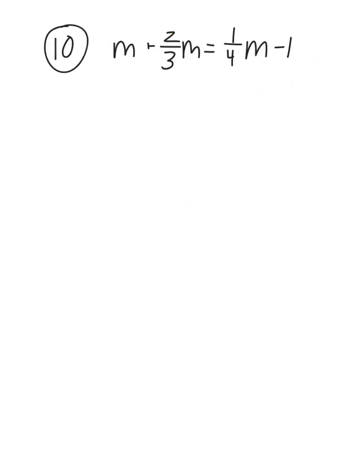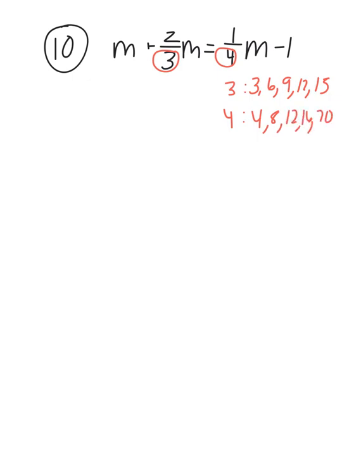All right, and then this example is number 10 on page 22. So again, I'm going to look at my denominators, 3 and 4, and I'm going to find common multiples, the least common multiple, by listing the multiples of 3: 3, 6, 9, 12, 15, and multiples of 4: 4, 8, 12, 16, 20. And the smallest one that they both have in common is 12. So I'm going to multiply every term in this equation by 12.